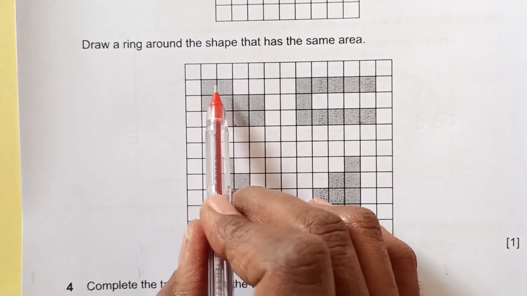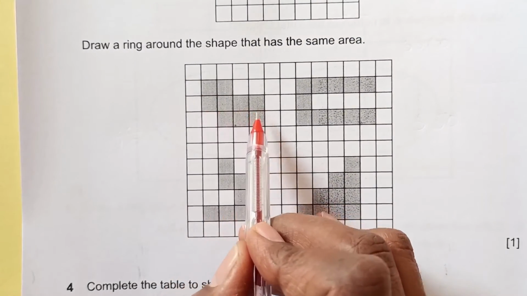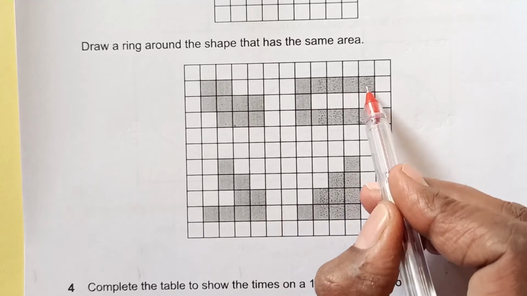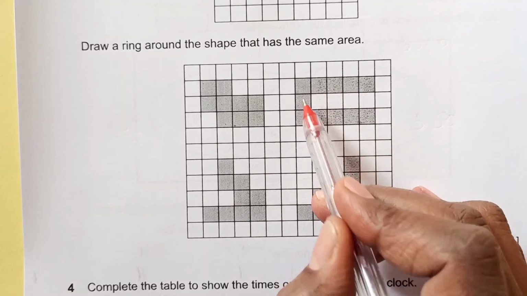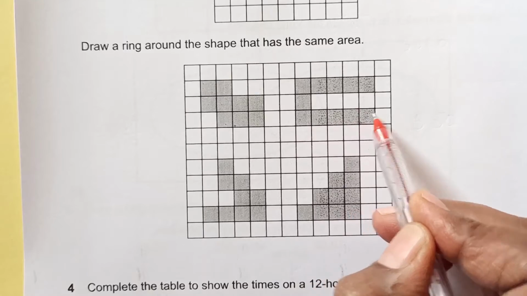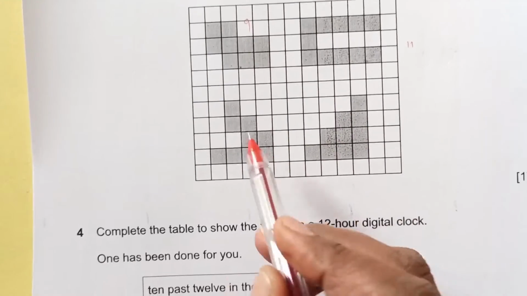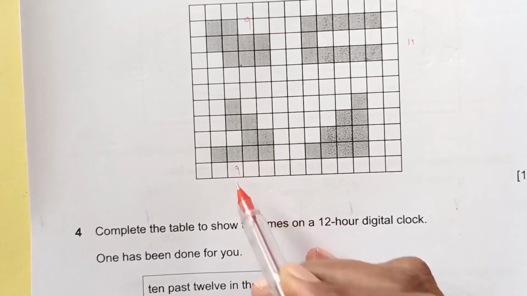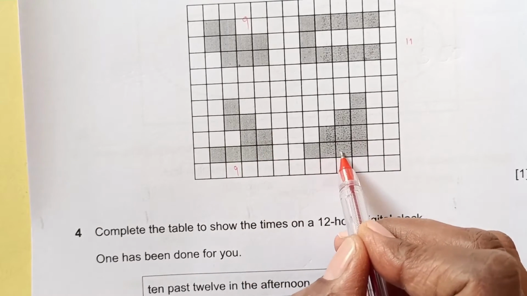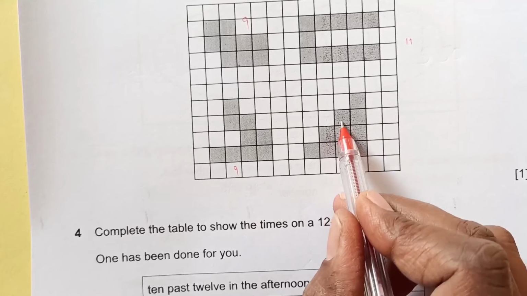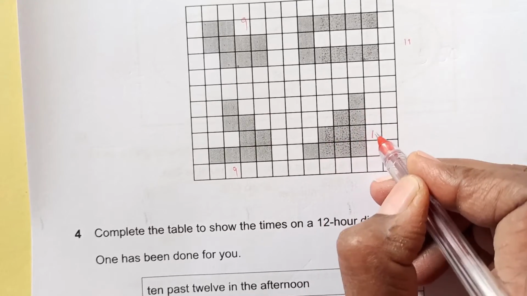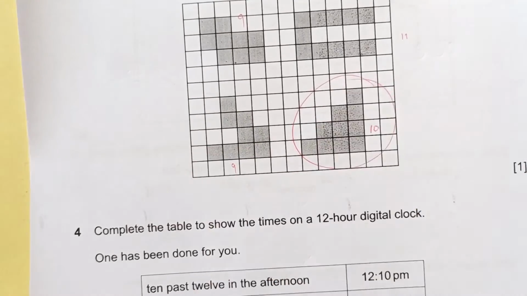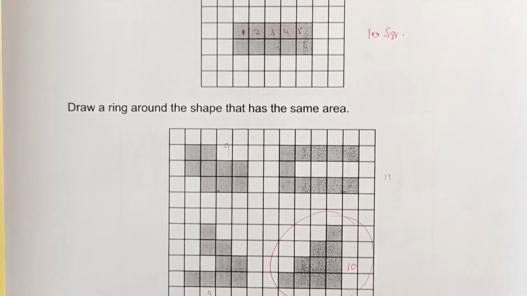Here we have 1 2 3 4 5 6 7 8 and 9. No, 1 2 3 4 5 6 7 8 9 10 11. So this is 11, this is 9. 1 2 3 4 5 6 7 8 9. This is again 9. 1 2 3 4 5 6 7 8 9 and 10. So this shape has 10 squares. So this is the shape that has the same area as this one.